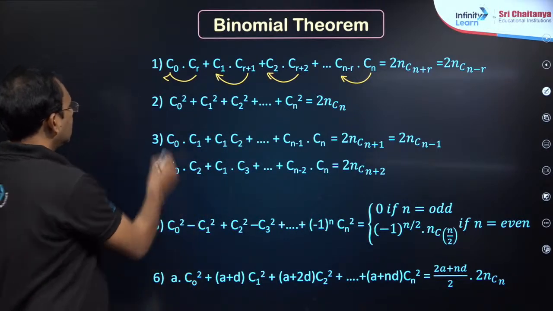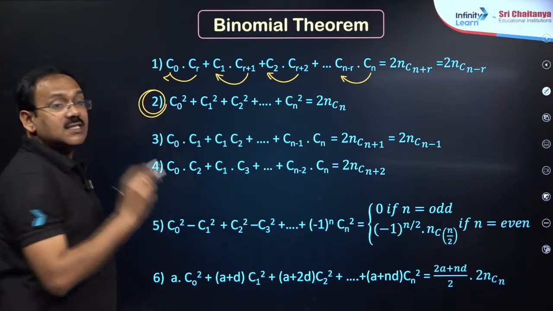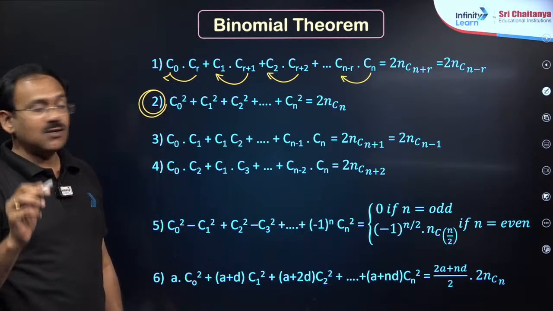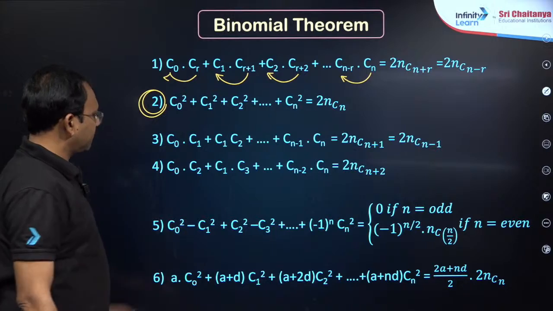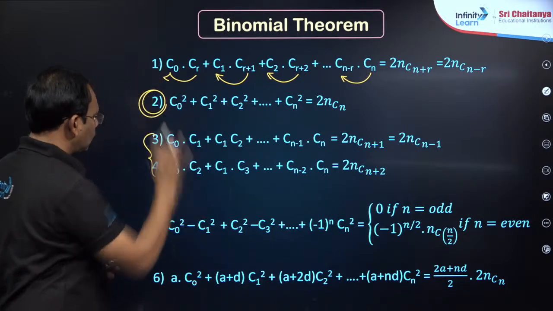The next, my dear friends, this is what I wanted to say. C0 square plus C1 square plus C2 square plus ... plus Cn square is 2nCn, my dear friends, 2nCn. Then these are nothing but the above two only.